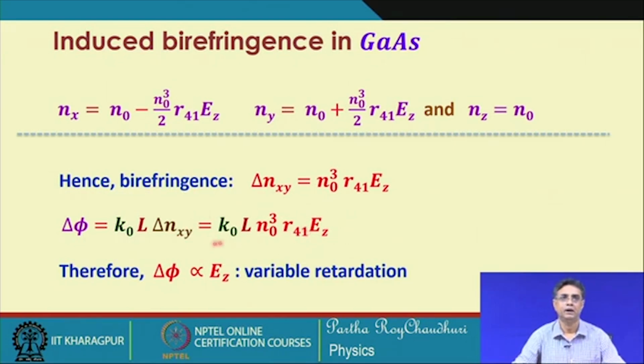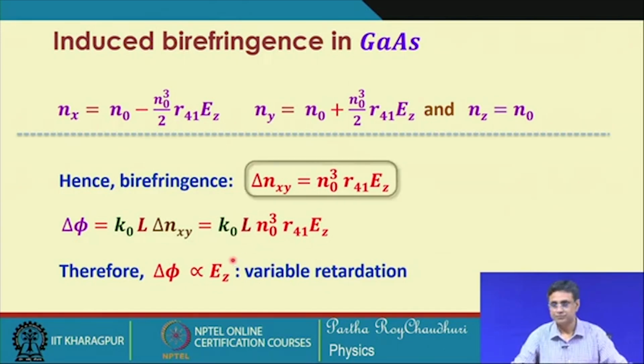So, we find that this phase retardation delta phi is proportional to the applied electric field. In terms of the voltage, this phase retardation is again proportional to the applied voltage, all other quantities remaining constant. K 0 involves the free space wavelength, then N 0 is the refractive index of the crystal in absence of any electric field, and L is the length of interaction.